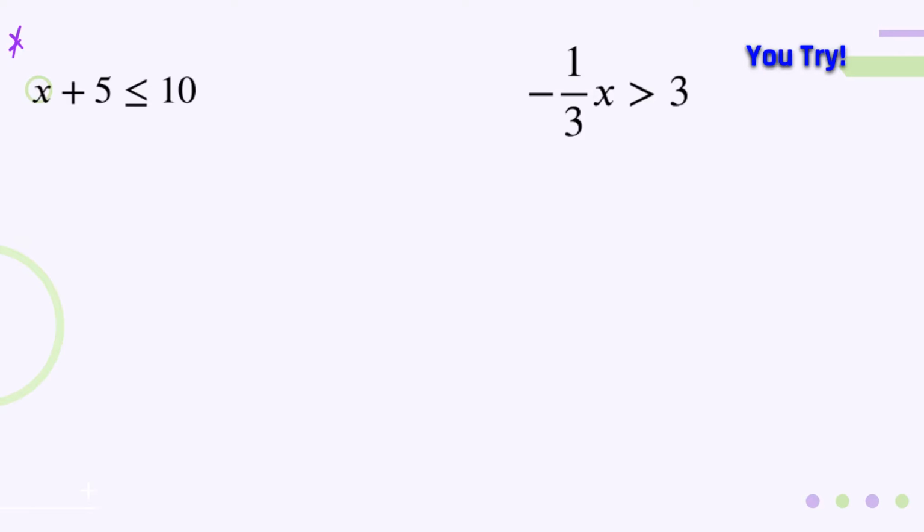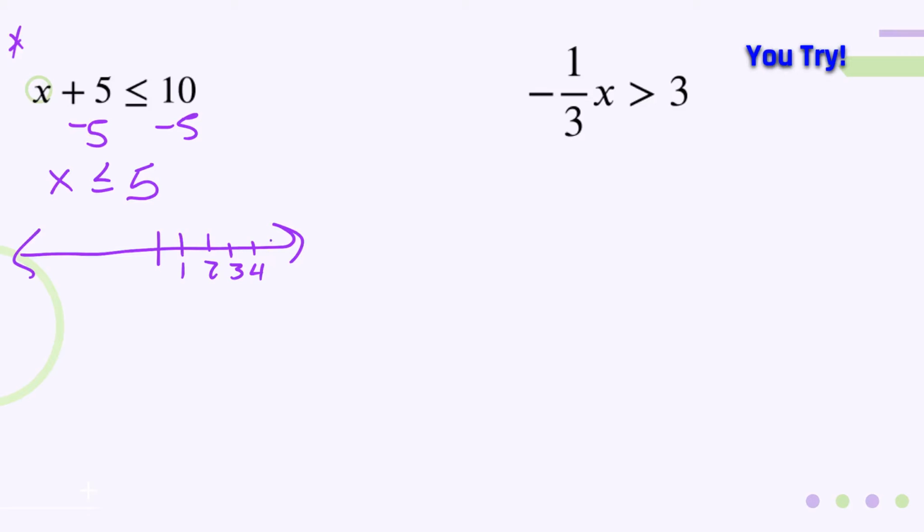For this first one, I'm going to subtract 5 from both sides. So I get x is less than or equal to 5. So on my number line, I'm going to graph 1, 2, 3, 4, 5. And since it's a closed circle, because it's the less than or equal to sign, I'm going to make my arrow go to the less than or equal to 5.